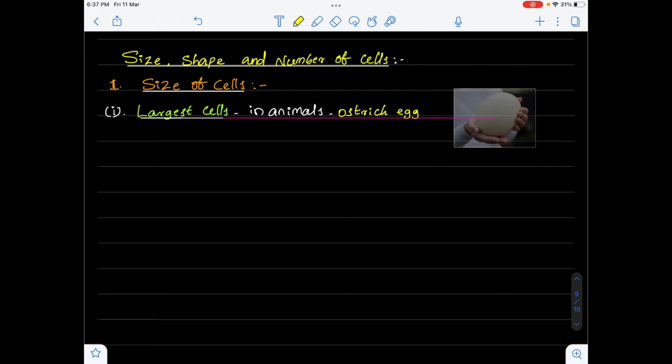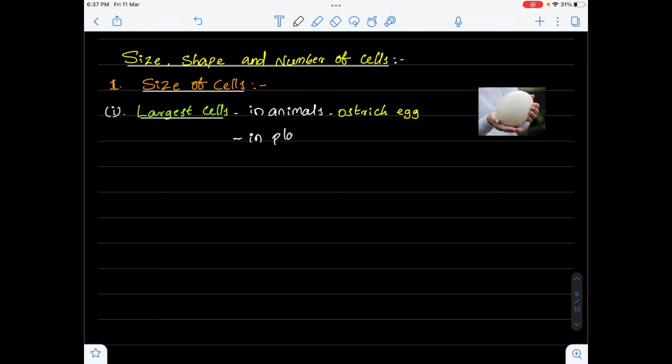This is the ostrich egg. Largest cell in plants is acetabularia, which is about 5 to 10 centimeters. Sir, what is acetabularia? Yes, here itself I said type of plants. Actually, it is a type of algae.